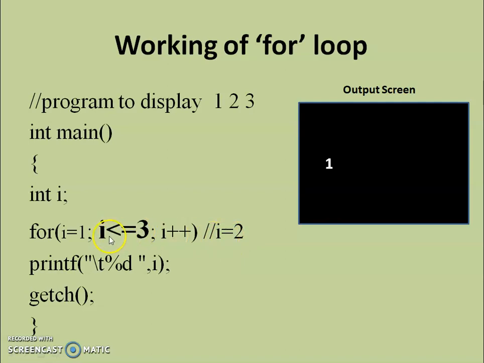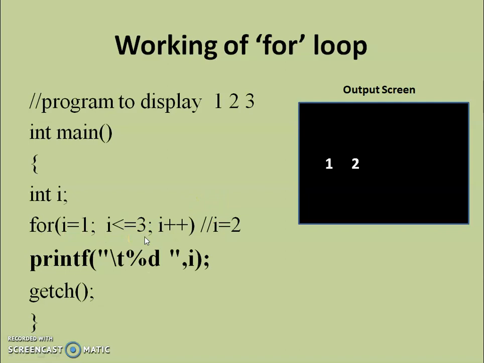What next? Again the condition will be tested, whether i is less than or equal to 3 or not. i is 2, so the condition is still true. It will go inside the loop and the body of the loop will be executed. So again \t will give some space, and %d, the value of i, will be displayed. So again it will display 2 here.